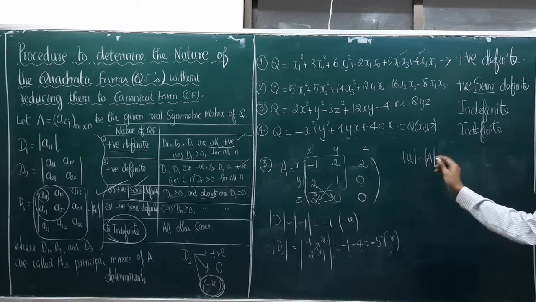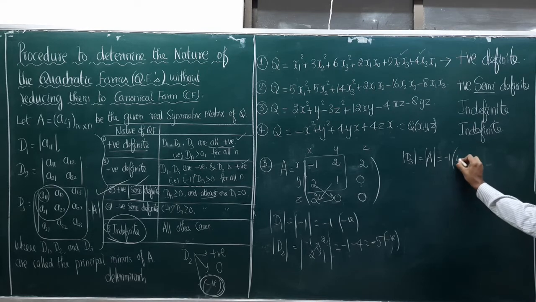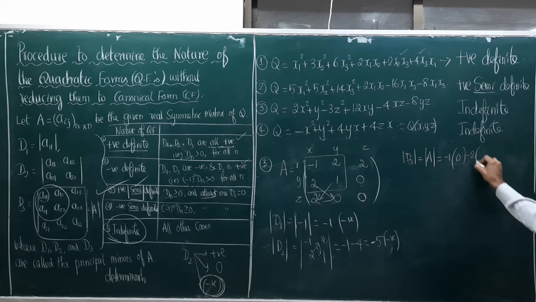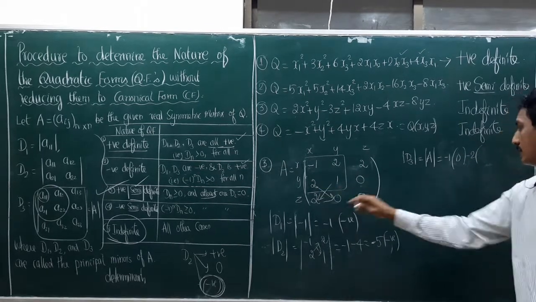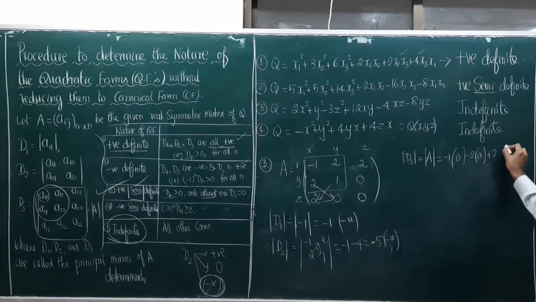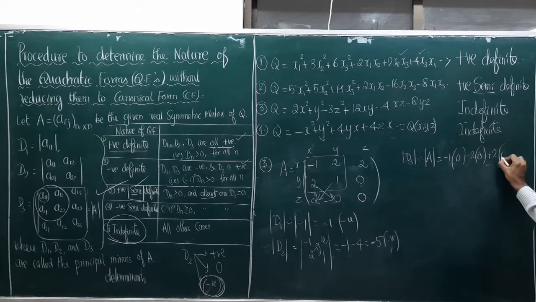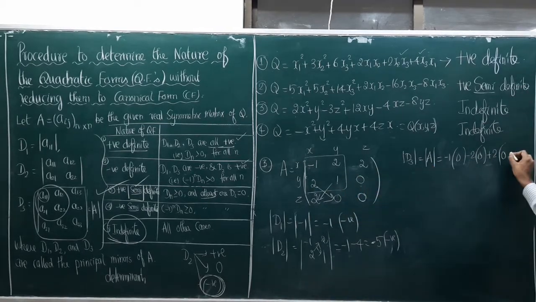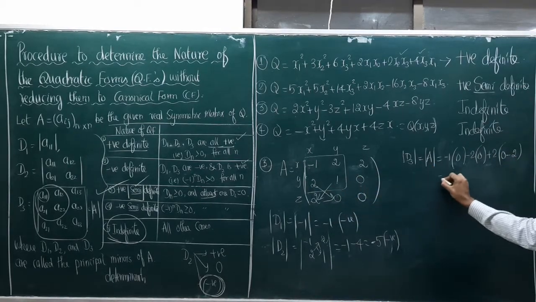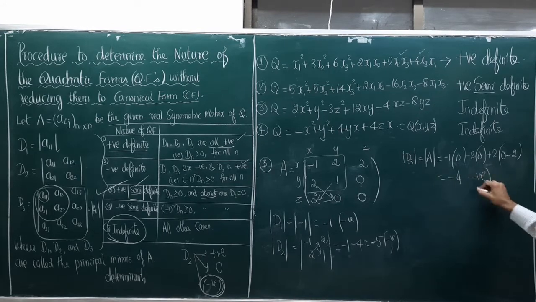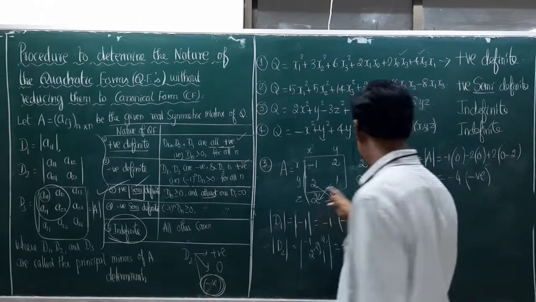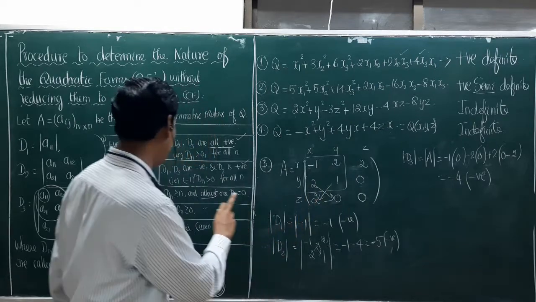Let's go for this one. Determinant of A: minus 1 into 0. Minus 2 into this column, this and this, and here 0. And plus 2 into this column, and this row is eliminated. So 2 into 0, 0. And minus 2, minus 2. So here the answer is minus 4. This is negative. d1 negative, d3 negative is okay.